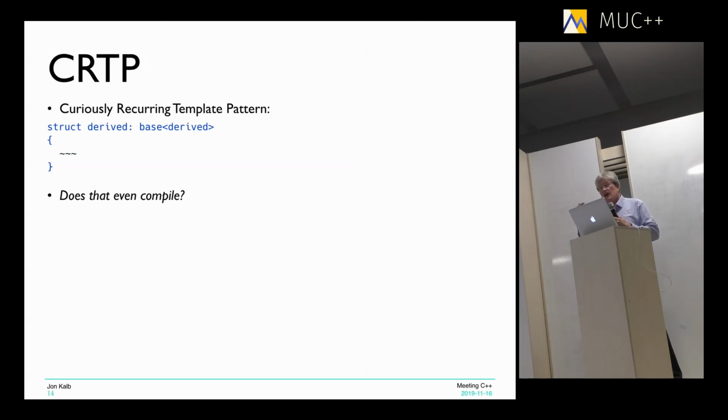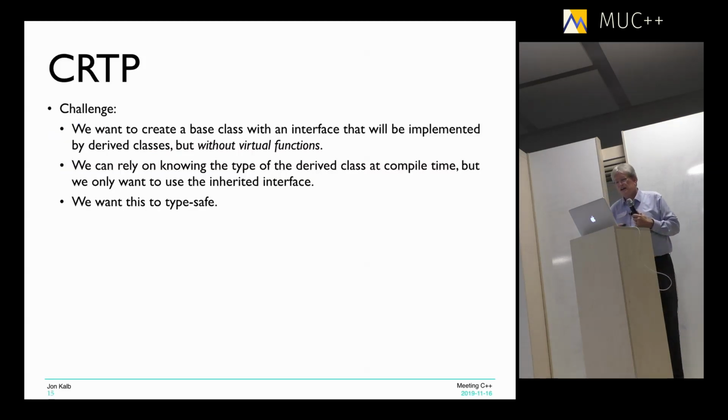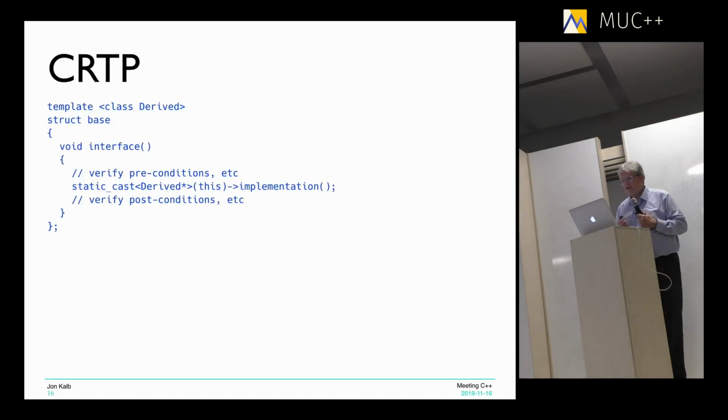And in fact, no, this actually works, and it works really well. So here's what we're going to try to do. We want to create a base class that defines an interface for how we can call something, but we want the derived classes to implement that. And we want to do this without virtual functions. And we want it to be type safe. So here's how we're going to do it.